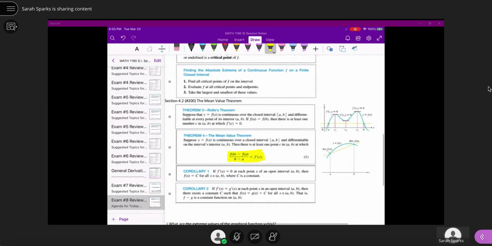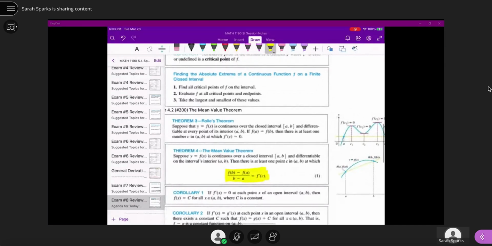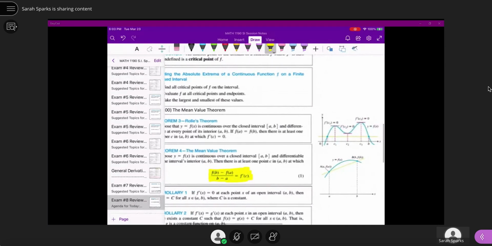I don't think he uses Rolle's theorem on the exam, but all Rolle's theorem is stating is that where f prime of some number equals 0, that's going to be a critical point, or there's going to be at least one c between a and b where the derivative at c equals 0.